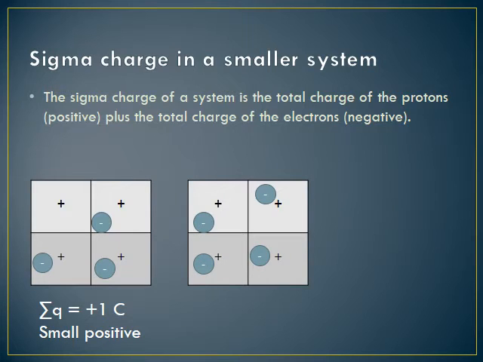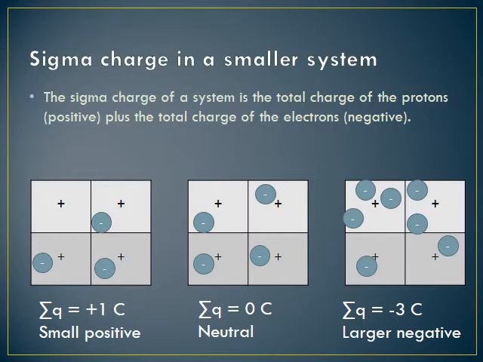Many systems, like our universe, have the same number of protons or electrons. For those systems, sigma q is going to be 0 coulombs, because we add 4 for the protons and then we take away 4 for the electrons. And as I said earlier, you might also describe this as neutral.